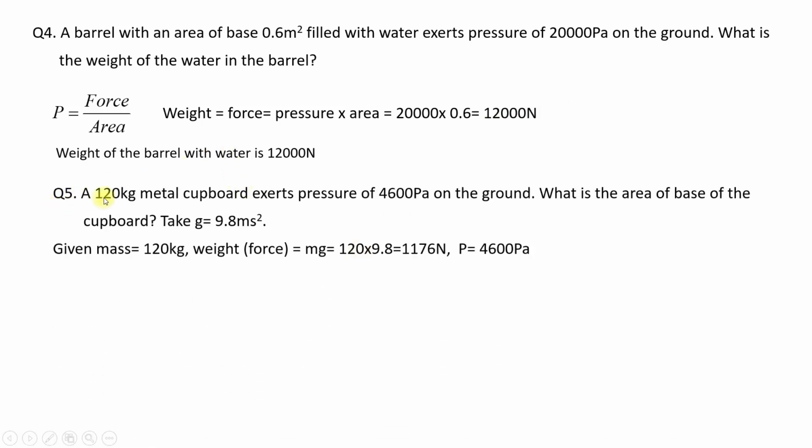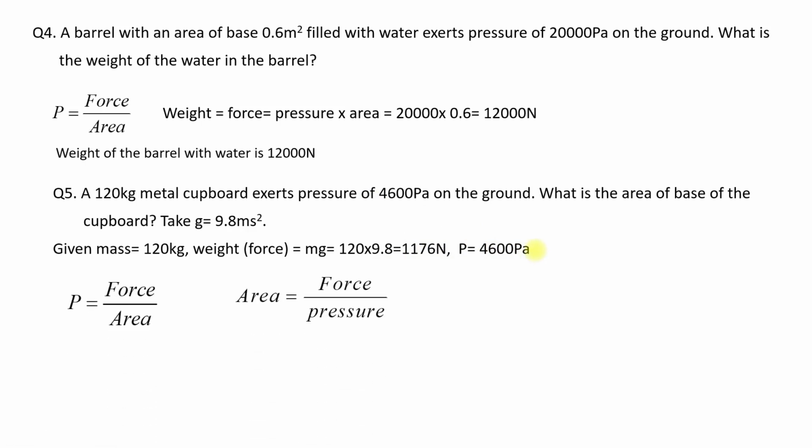Then the fifth question we have is a 120 kg metal cupboard exerts a pressure of 4,600 Pascal on the ground. What is the base area of the cupboard? We take the acceleration due to gravity as 9.8 meter per second square. We are given that mass is 120 kg. So weight is equal to mg. Mass times acceleration due to gravity, we get 1176 Newton. And pressure is given as 4600.